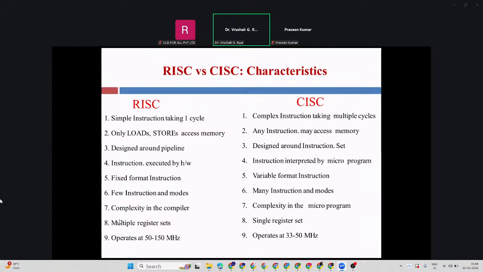In case of RISC, you have multiple register sets. We have seen in 8051, right? 4 register sets were there. Whereas in CISC, there is a single register set. This RISC operates at 50 to 150 megahertz, whereas the CISC operates from 33 to 50 megahertz. So obviously, a lower frequency range is there in CISC, whereas RISC is acting at a higher frequency range. Is it right? That is again the difference. So again, choosing RISC or CISC will depend on what application, what frequency you need for your application. For some fast application, obviously, you will be going for the RISC type of microcontroller.